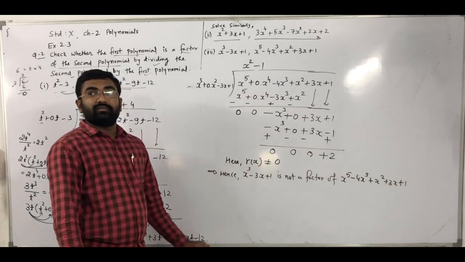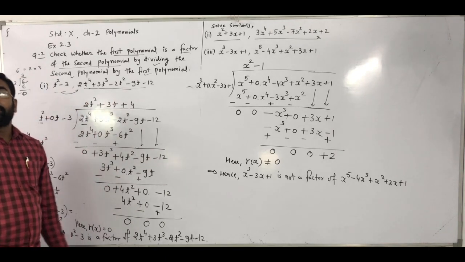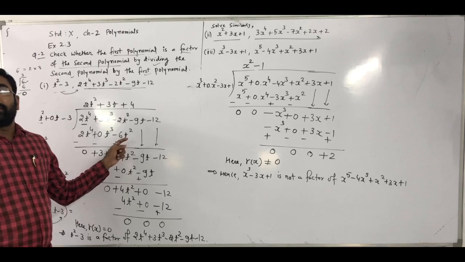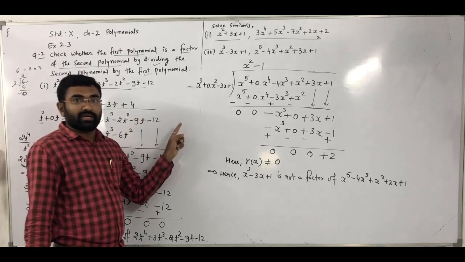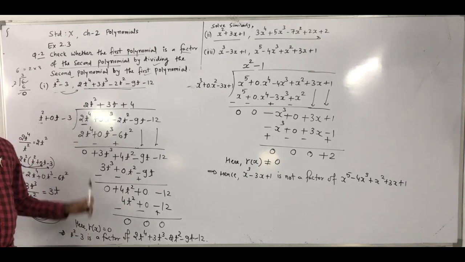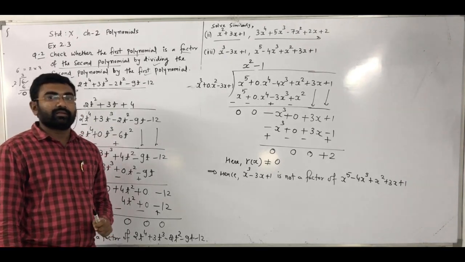Okay, so that way we can determine whether the first polynomial is a factor of the second polynomial or not, based on whether the remainder polynomial is 0 or not. If the remainder polynomial is 0, then it is a factor. If it is not 0, then it is not a factor. Okay.